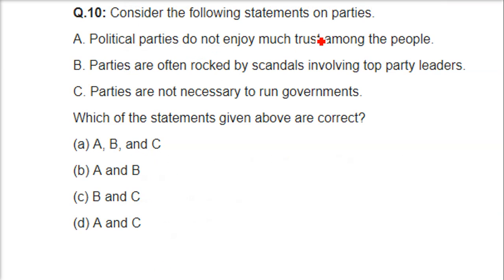Consider the following statements on parties. Which of the statements given above are correct? So, political parties do not enjoy much trust among the people. Anything which happens, the people blame the political parties. So, A is correct. Parties are often rocked by scandals involving top party leaders. Yes, most of them are tainted sometimes and go to jail. All scams come up. And political parties are not necessary to run government. This is wrong. They are indeed a very essential institution to run governments, to make government, to form government, etc.